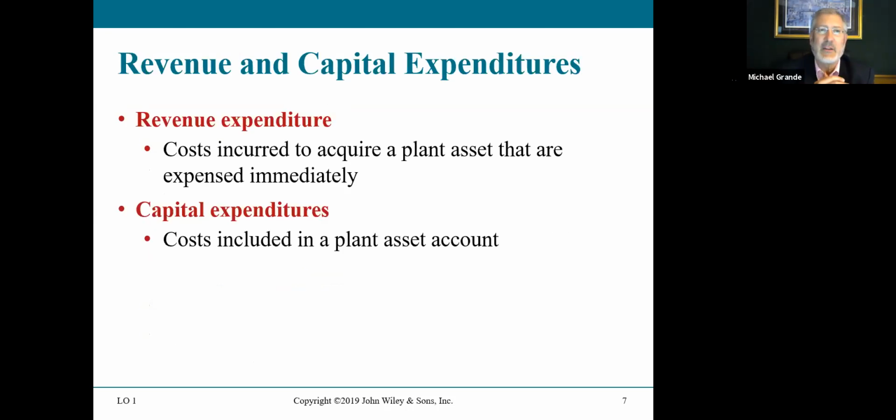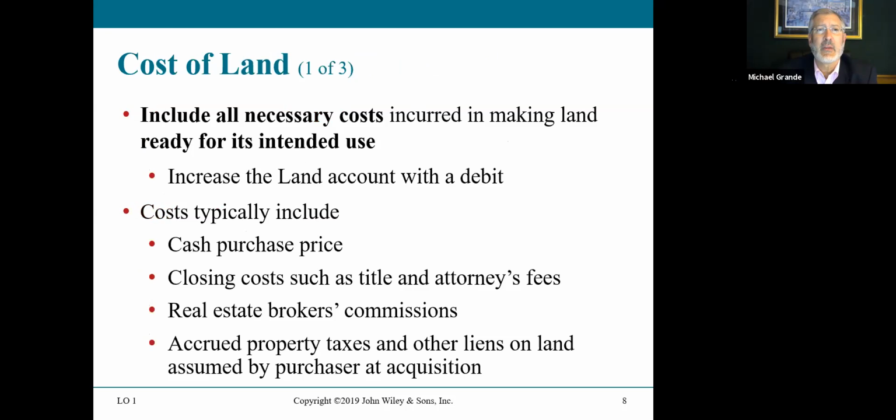Revenue and capital expenditures. So revenue expenditure, costs incurred to acquire a plant asset that are expensed immediately, versus a capital expenditure, and these costs included in plant assets are expended over a number of years.